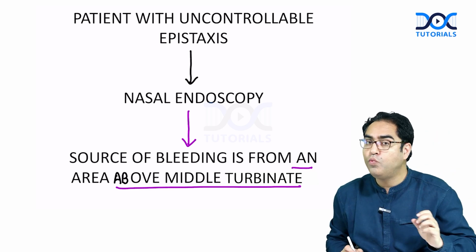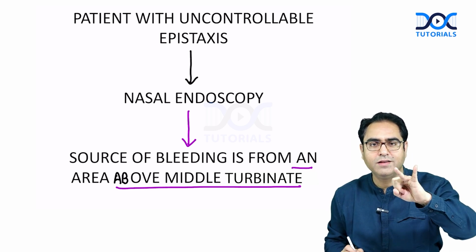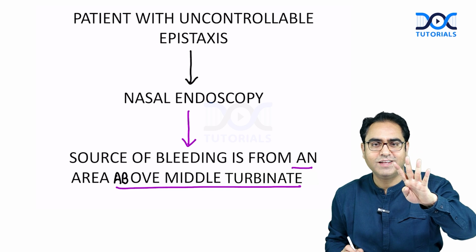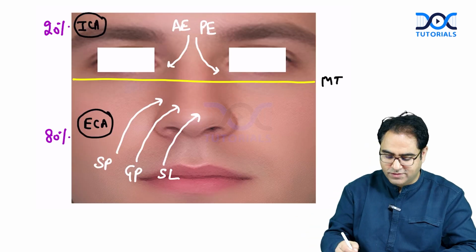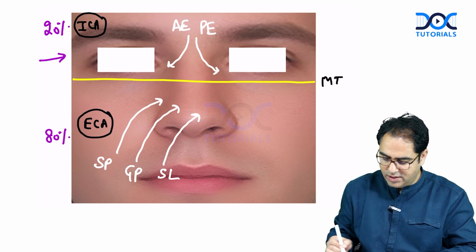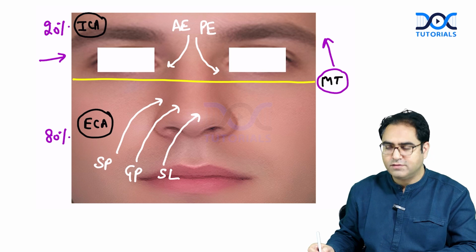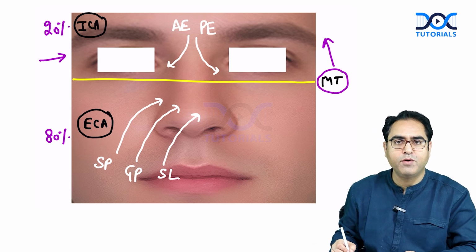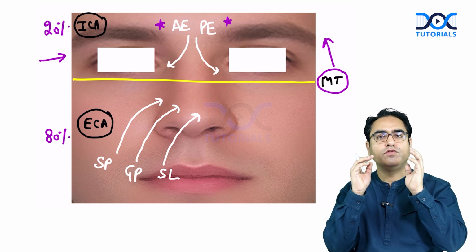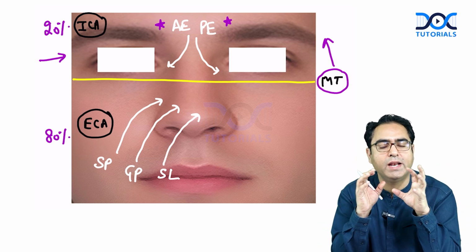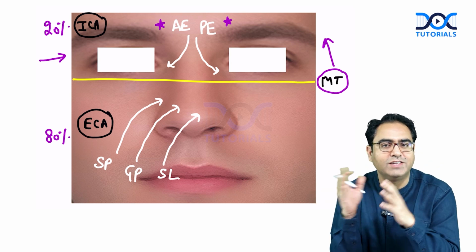Then you tell me, which artery shall I be ligating? Greater palatine, sphenopalatine, superior labial, or ethmoidal artery? The answer is ethmoidal artery ligation. Please see over here on the screen. Please see the area above the middle turbinate. The area above the middle turbinate is ICA territory, and the names of the blood vessels are anterior ethmoidal and posterior ethmoidal artery. So if the source of bleeding is by chance located in the area above the middle turbinate, then let us go straight away for ethmoidal artery ligation.